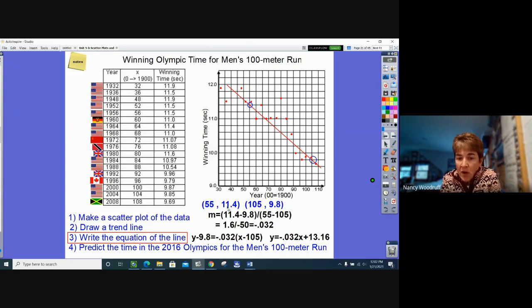I then use one of my points with that slope. I'm not going to use my y-intercept because, again, there is a break in the graph down here, so it wouldn't be accurate. So I'm going to take y minus the y coordinate equals my slope times x minus the x coordinate, distributive property, add the 9.8, and here is my slope intercept.